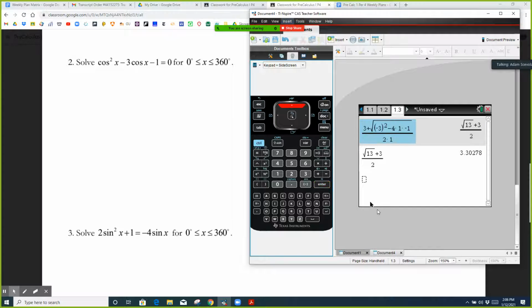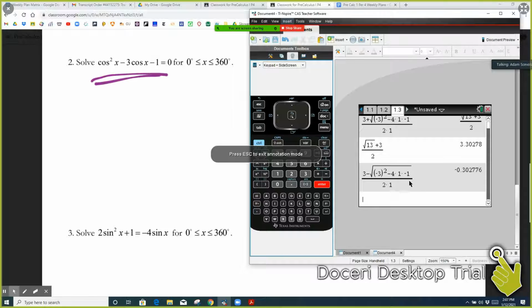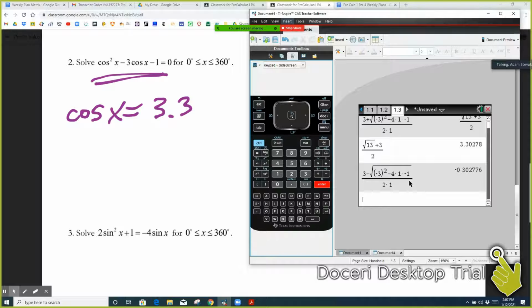If I do the same thing, but change it to negative b minus and hit control division, I get my other solution, which is negative 0.302. So by doing the quadratic formula, I've now got this down to the cosine of x could equal 3.3, or the cosine of x could equal negative 0.302.